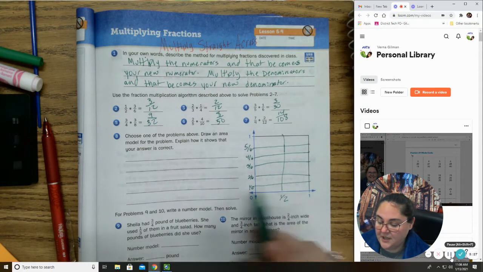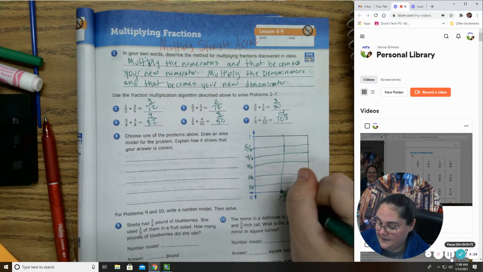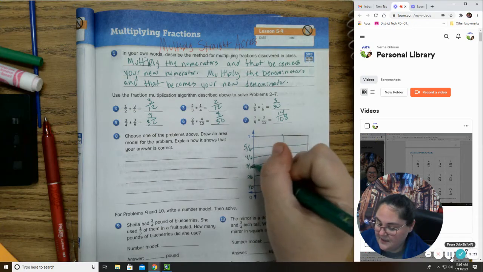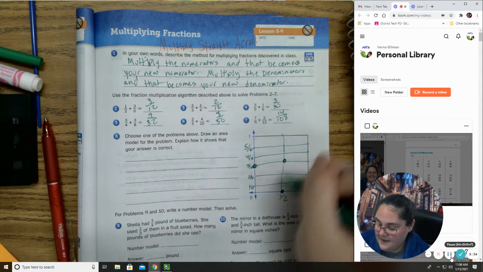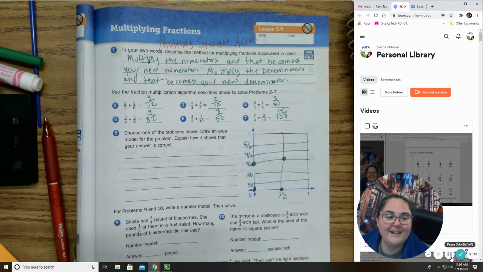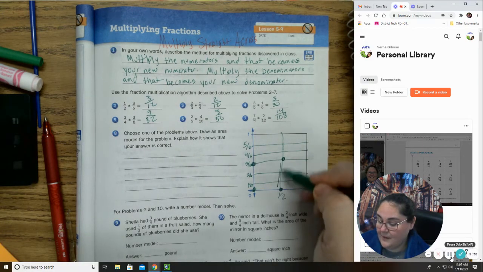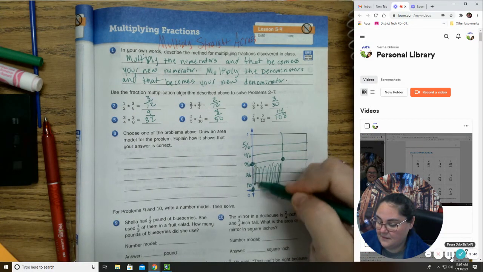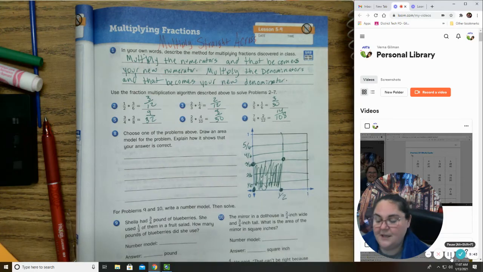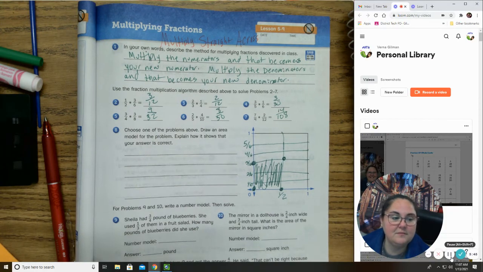Great. And now I'm going to shade 1/2 goes right here. 3/6 goes right here. They meet right here, and then I always do that 0. Look at my rectangle. Now I know exactly what I need to shade. 3 pieces shaded out of 12 total.